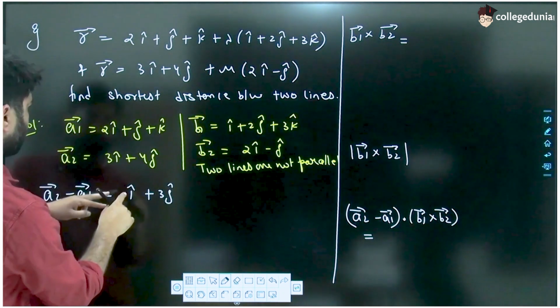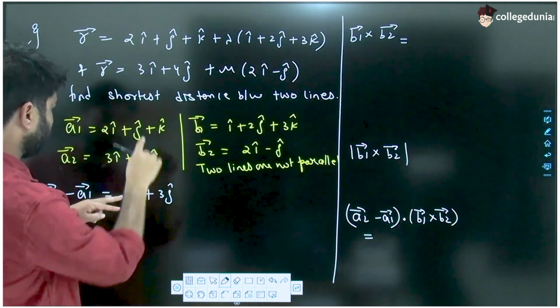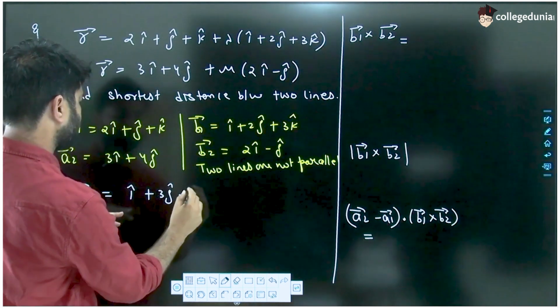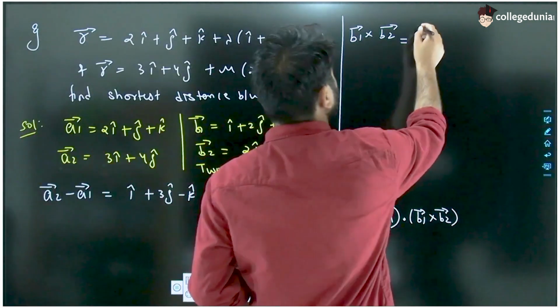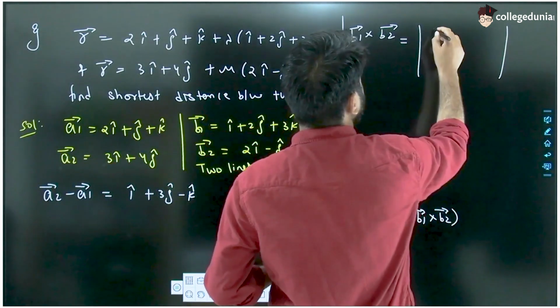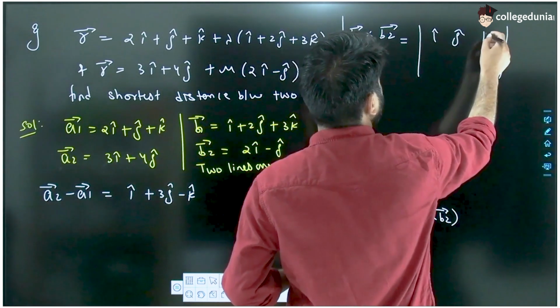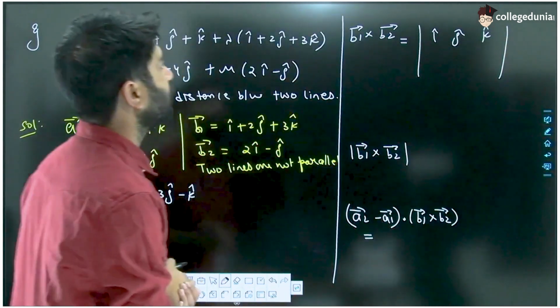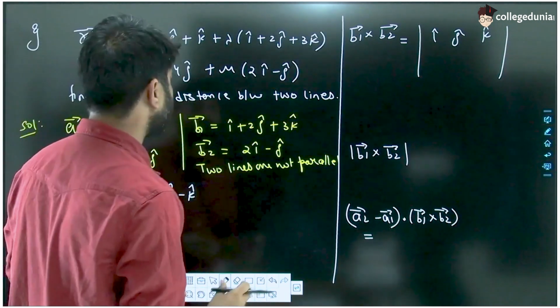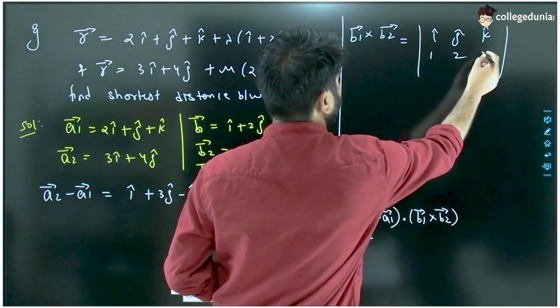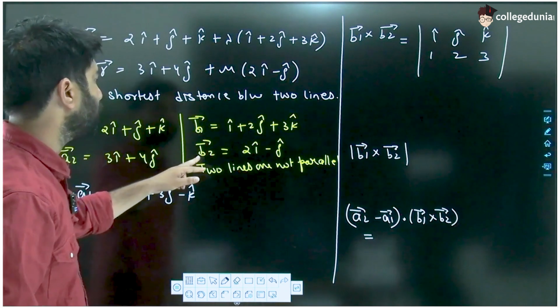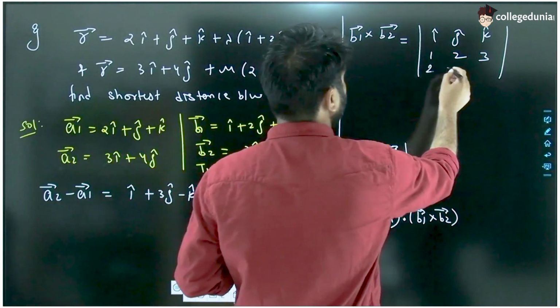Okay, so now the value of a2 minus a1 will be 3i minus 2i, 4j minus j, and 0 minus k: 3 minus 2 is 1, 4 minus 1 is 3, minus k. Then this is a2 minus a1. Now we have to find b1 cross b2, and for that in the first row we will write i, j and k. In the second row we will write the direction ratios of the b1 vector, which are 1, 2 and 3, and then the direction ratios of the b2 vector, that is 2, -1 and 0.